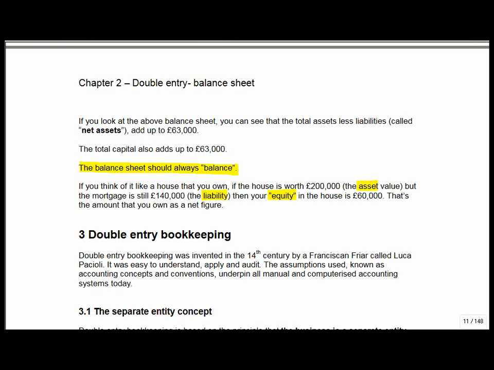Okay, so that's what you're worth, if you like. And you might have heard the term negative equity in housing. This happens when you borrow money to buy a house and then house prices fall to a level below the amount of mortgage that you have. That's what's known as negative equity.